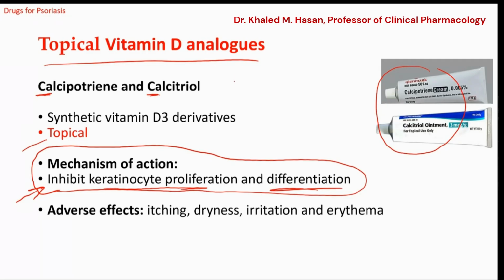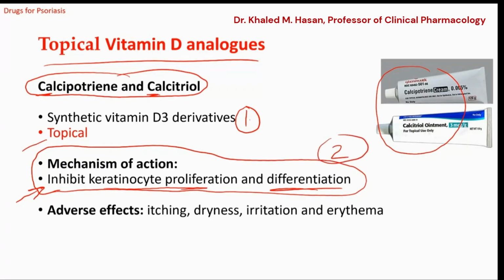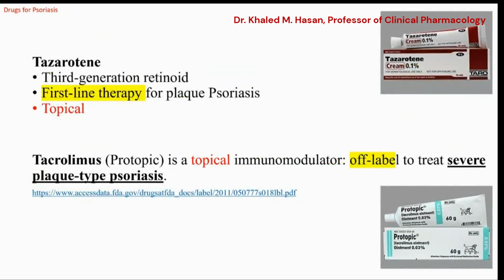It's important. Number one, we need to remember this medication. When you have calcipotriene, calcitriol, it's a vitamin D derivative. Number two, how this medication works: inhibit keratinocyte proliferation and differentiation. Okay, so I will add it here.